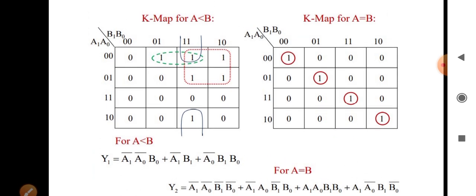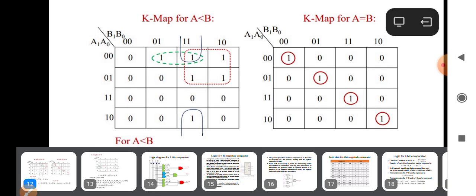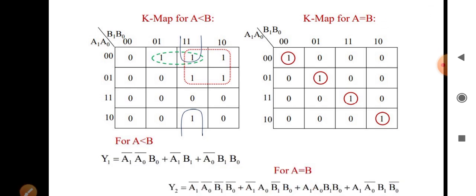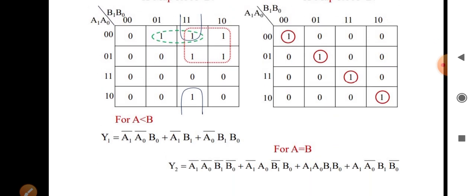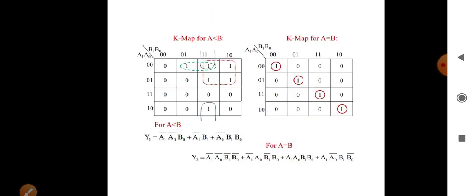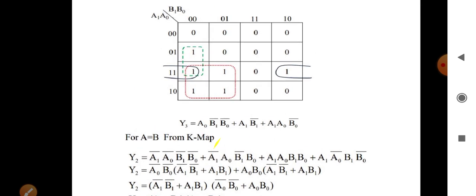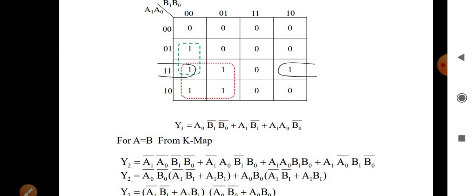For a equal to b, that is 0 0 0 0, 0 1 0 1, 1 0 1 0. So we have to write down like this. Whatever the digits, a1 complement a0 complement, b1 complement b0 complement, a1 complement a0, b1 complement b0, a1 a0, b1 b0, like that you have to write down for a is equal to b. Then for a is greater than b, the simplification will be like this. Okay, I hope you understood the simplification.